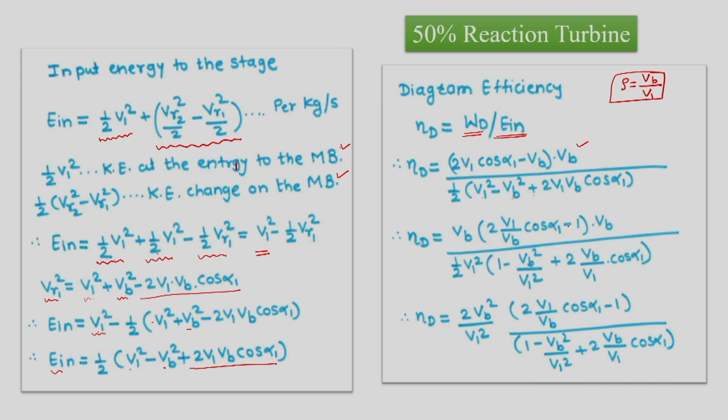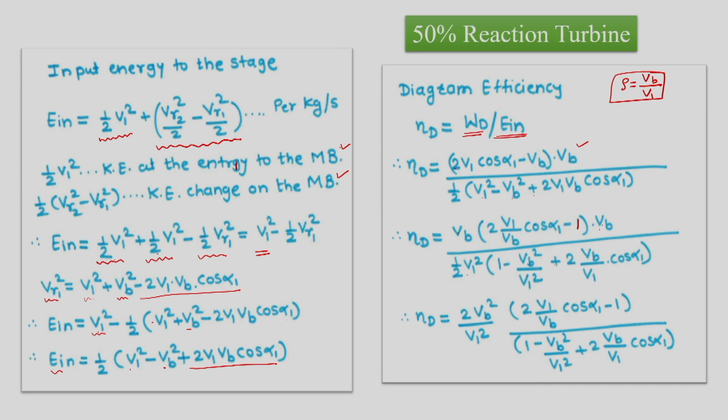So we will take VB common from this bracket. So we have 1 over here, and we will have V1 upon VB over here, and VB will come out, and then this VB is as it is. Similarly, we will take V1 square common from the denominator. So we have 1/2 V1 square into 1 minus VB square upon V1 square plus 2 into VB upon V1, since one V1 will get cancelled, into cos alpha 1.